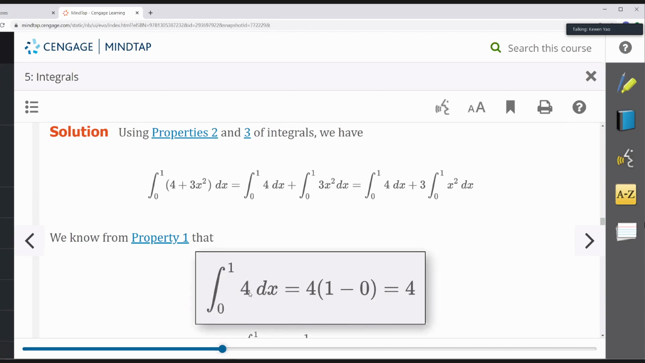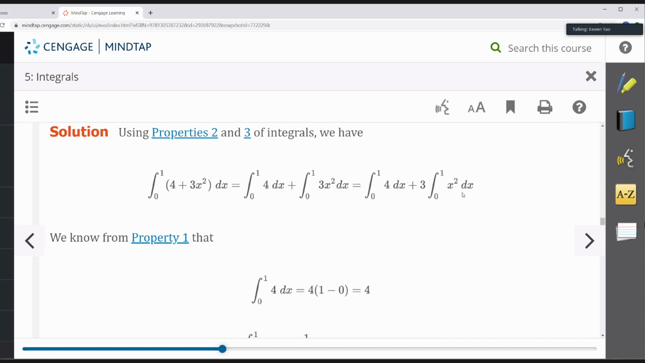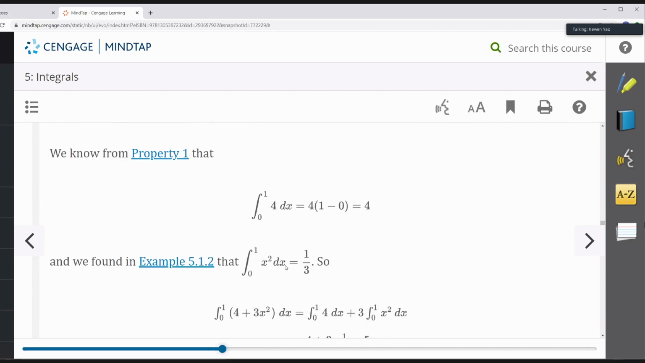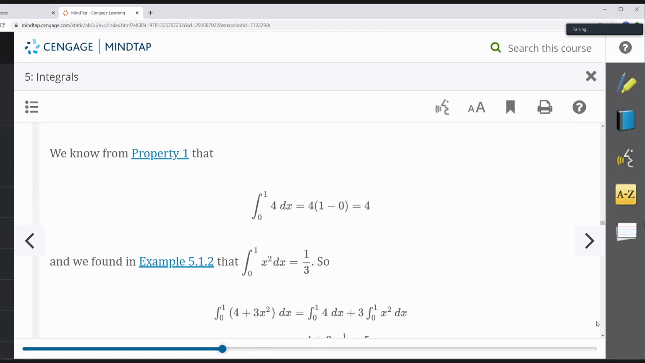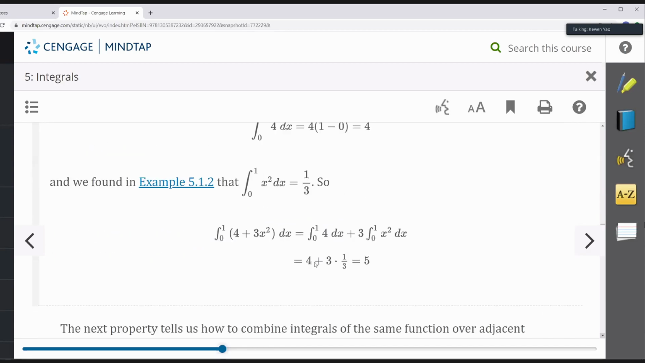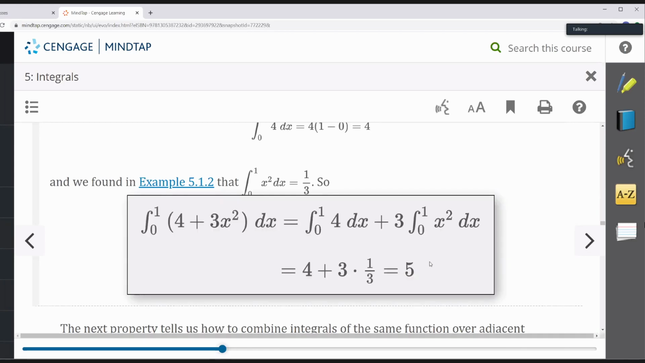How about this? From 0 to 1, 4 dx is, remember property number 1, c times (b minus a), so it's 4. Easy. Now, how about this part? We have done this in the very beginning, because the integral from 0 to 1 of x squared dx is 1/3. Remember, this is the area of the region under the parabola y equals x squared between 0 and 1. So this is 4 plus 3 times 1/3, which is 5, because this is 4 plus 1.